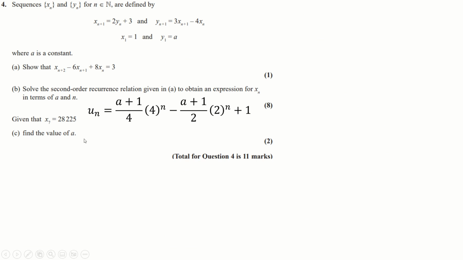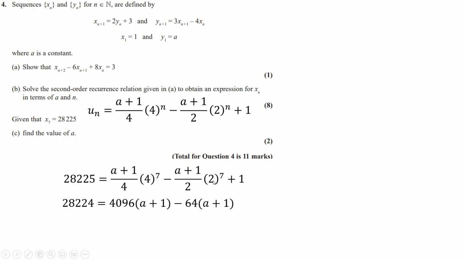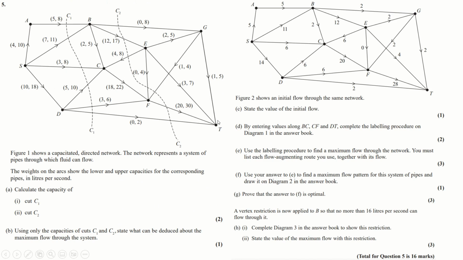So that's that done. X7 or U7 is this. So just put 7s into here. You've got a calculator, so there's no reason to be particularly intelligent about this. 4 to the 7 divided by 4 is 4 to the 6, which is that. 2 to the 7 divided by 2 is 2 to the 6, which is that. You don't actually expand out, just do this, take away this, right? Because this is the same thing. And you get this, then divide by that, then take 1, you get a is 6. Good. Question number 5 then.